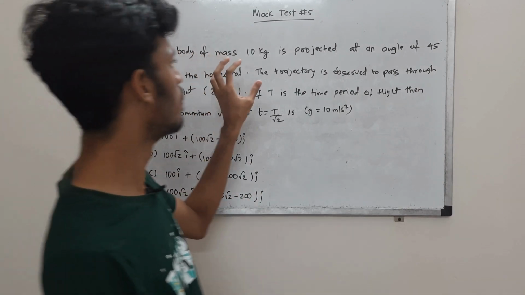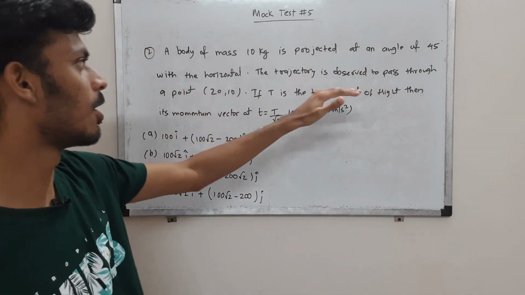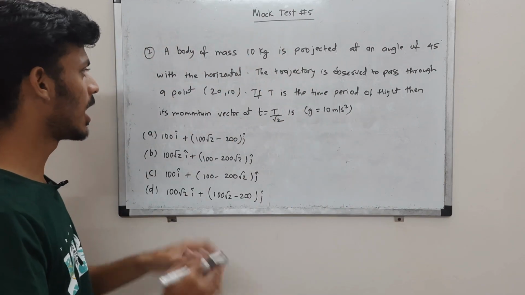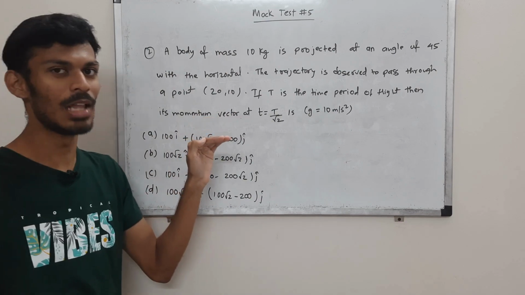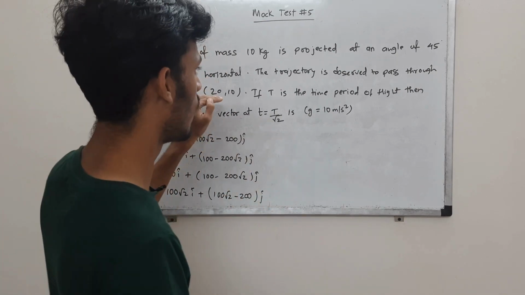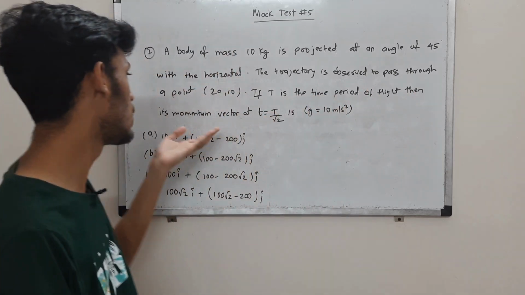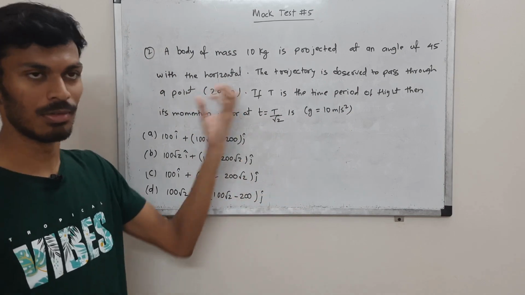Here we have a mass of 10 kg being projected at an angle of 45 degrees with respect to the horizontal. You are given that the trajectory of this projectile motion satisfies this point, so it passes through that point. So this should click you that you are supposed to use the equation of trajectory. And you are given that capital T is the time of flight. You are supposed to tell the momentum vector when the time is T by root 2.